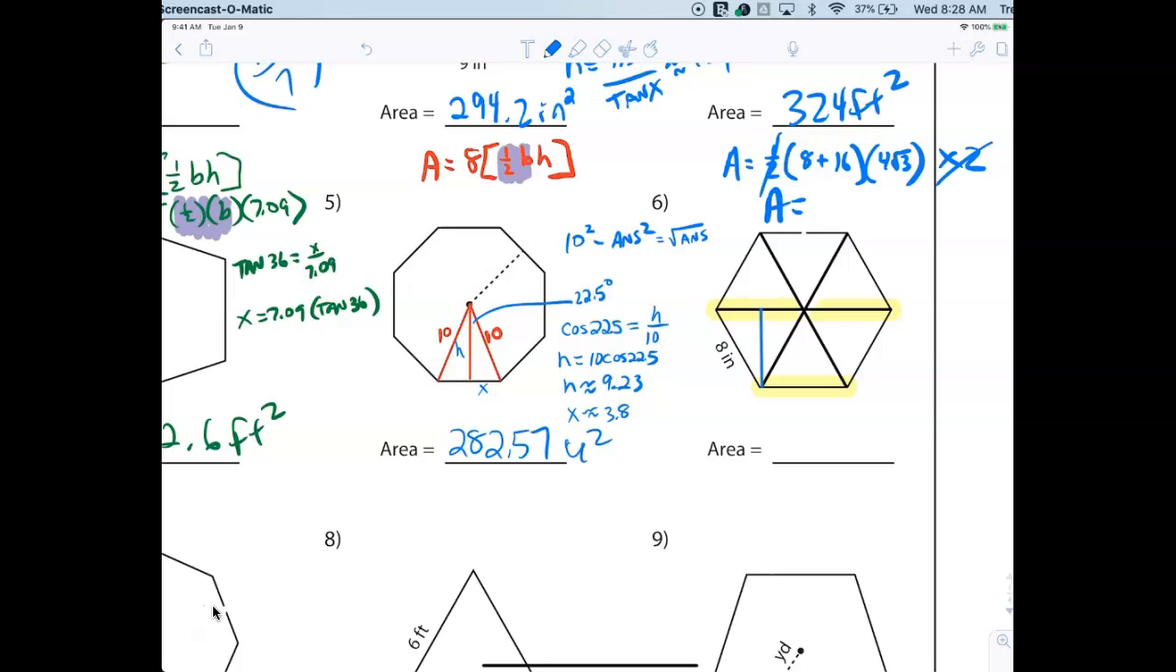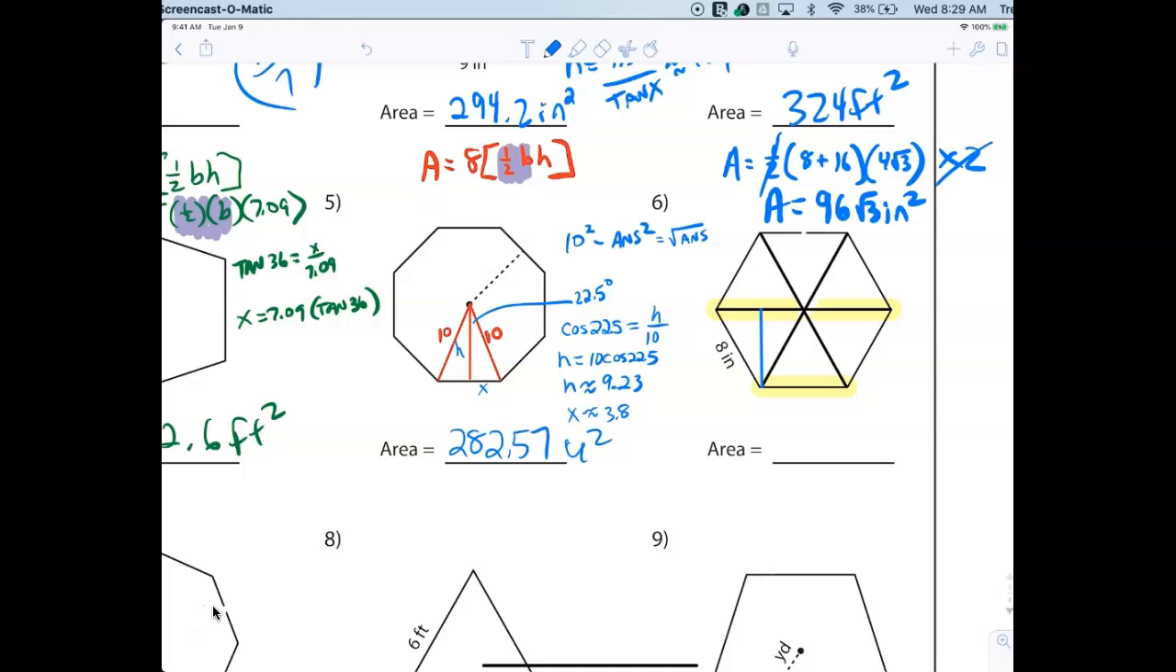Remember, anytime you multiply by 4, you can multiply by 2 twice. To me, it's easier doubling things. 24 times 2 is 48. 48 times 2 is 96. So 96 radical 3 inches squared. Is everybody happy with that? Does everybody agree? Simple, right? Simple, simple.